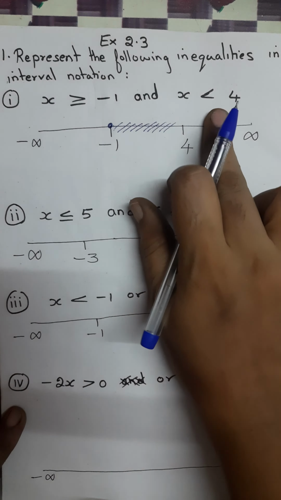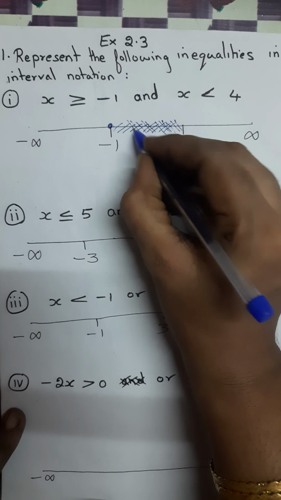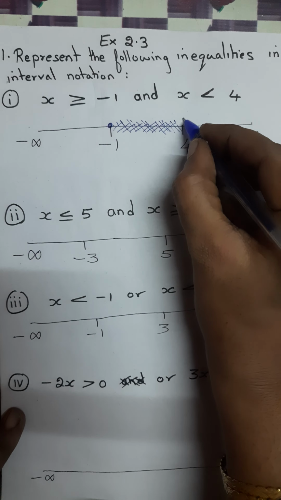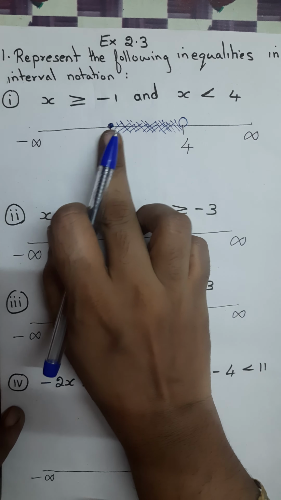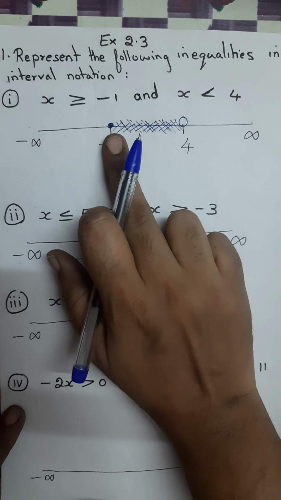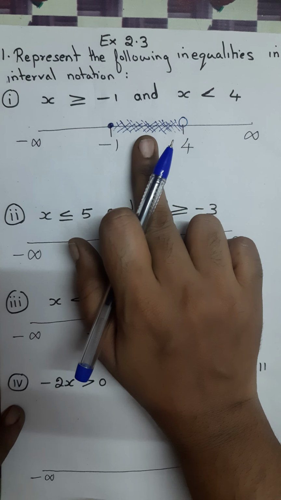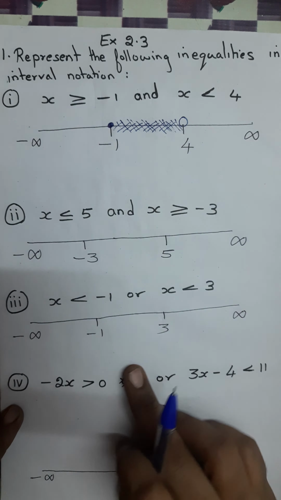Now let us see here, x is less than 4. When it is less than, we have to shade on the left side of the number. Here this 4 is not included. So included means I am marking it in dark, not included means I am just putting a circle. So minus 1 and the numbers between minus 1 and 4 are included.